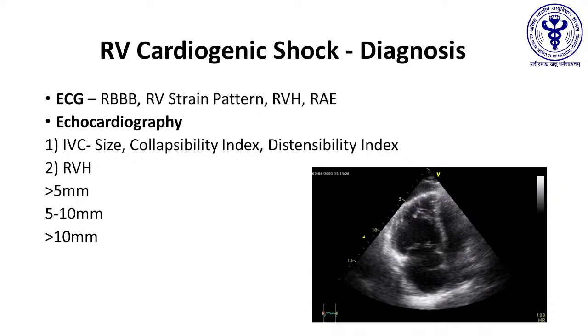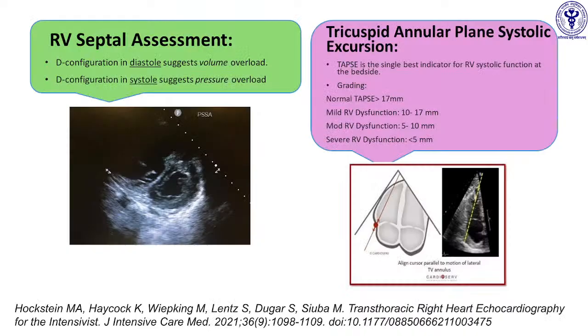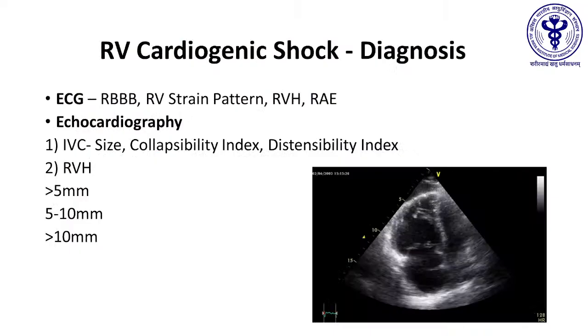If the patient has chronic RVH, less than 5 mm is mild, 5 to 10 moderate, and more than 10 mm severe. RV septal assessment. So the grading of RVH based on RV dysfunction: less than 5 mm, 5 to 10 mm, and more than 10 mm is severe dysfunction.